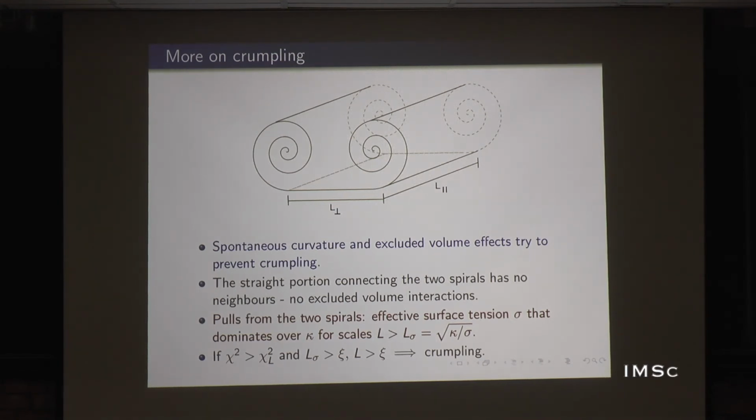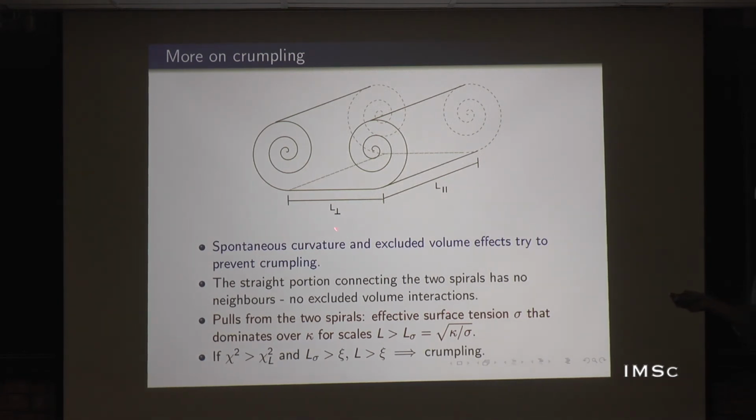Because there are two spirals like this, spontaneous curvature tries to roll very tightly. So there is a stretch on the straight segment, creating an effective surface tension, and a surface tension is always known to stop any crumpling. If there is surface tension, there will be no crumpling.